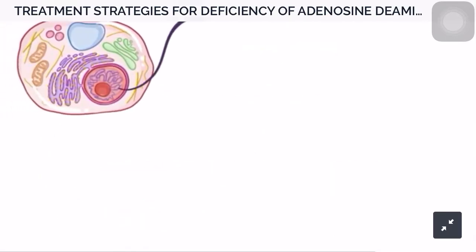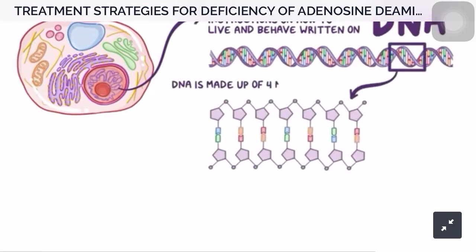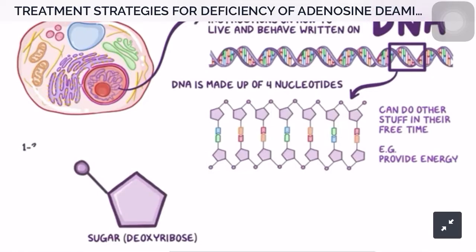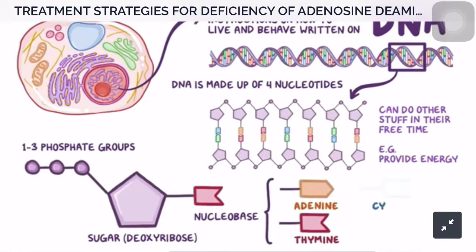Our cells have all the instructions of how to live and behave written on their own copy of DNA. DNA is made out of 4 nucleotides, which can do all kinds of cool stuff in their free time, like provide energy to various processes in the cell. Nucleotides are made out of a sugar, in this case deoxyribose, 1 to 3 phosphate groups, and a nucleobase, which can be adenine, thymine, cytosine, or guanine.